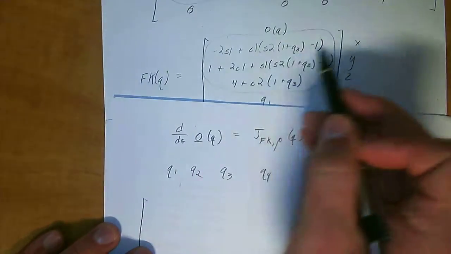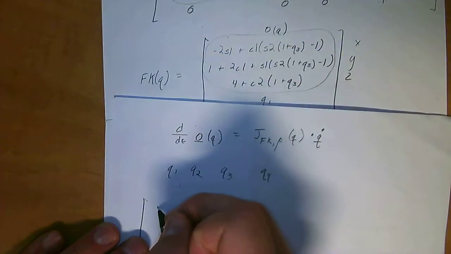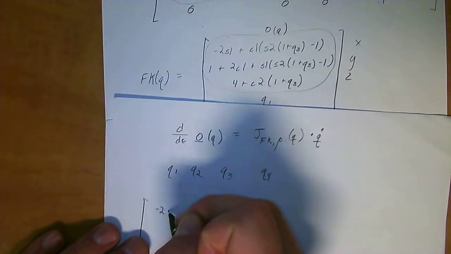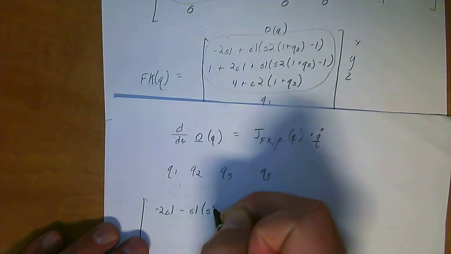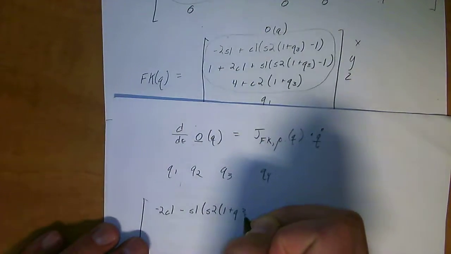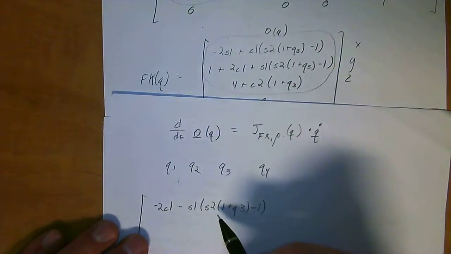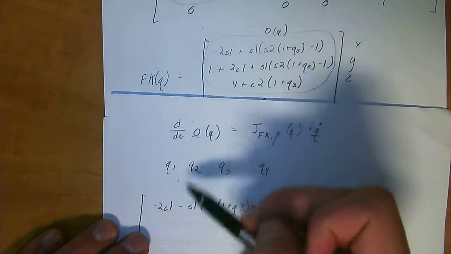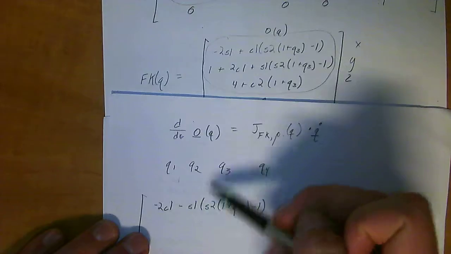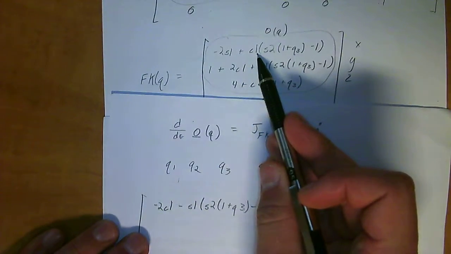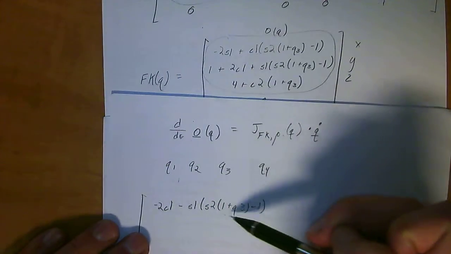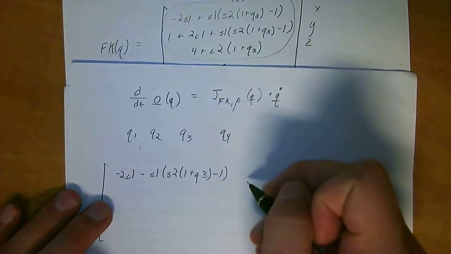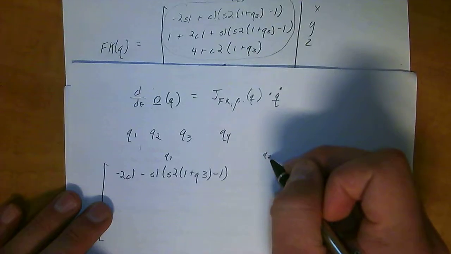So to illustrate this, I'll start out with the first one. The derivative of this equation with respect to Q1 will equal negative 2C1 minus S1 of S2 of 1 plus Q3 minus 1. So taking the derivative of S1 gives you cosine of 1. Taking the derivative of cosine of Q1 gives you a negative sine 1. And then the rest of them are considered constant, so you ignore them and it all stays the same.